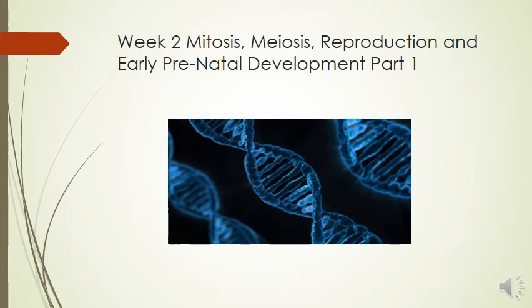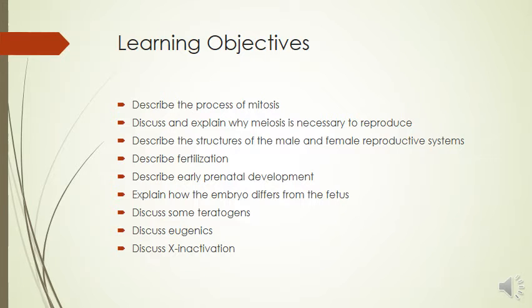We are now at week 2, mitosis, meiosis, reproduction, and early prenatal development, part 1. The learning objectives are to describe the process of mitosis, discuss and explain why meiosis is necessary to reproduce, describe the structures of the male and female reproductive system, describe fertilization, describe early prenatal development, explain how the embryo differs from the fetus, discuss some teratogens, discuss eugenics, and discuss X inactivation.